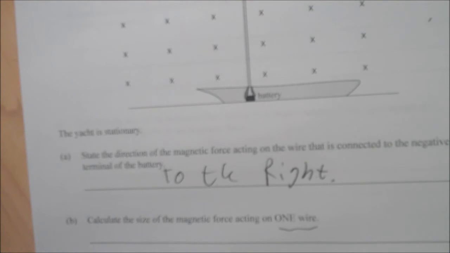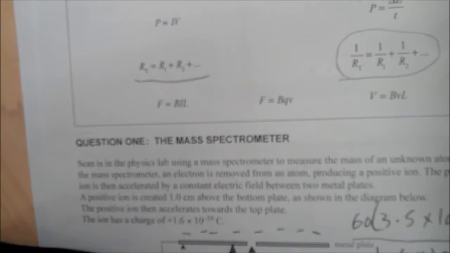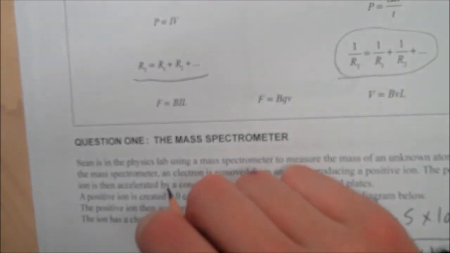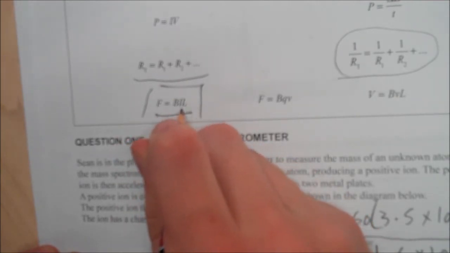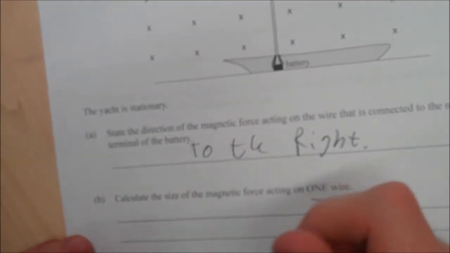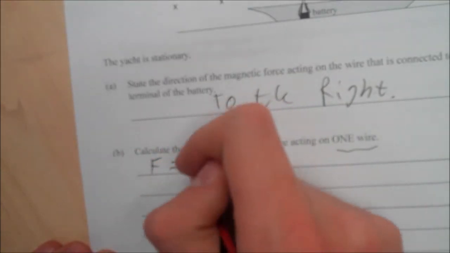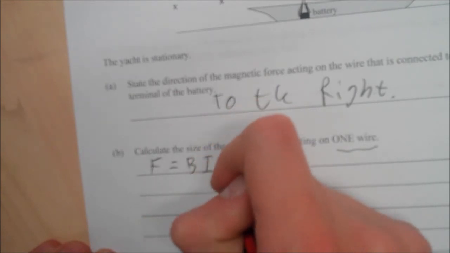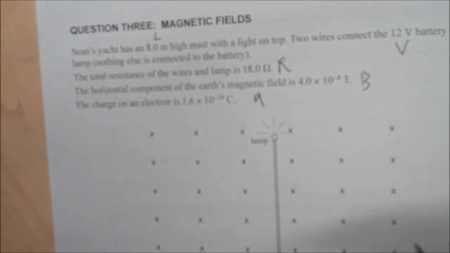So here's the formula sheet again. And we'll be using this one here. This is magnetic force, which is equal to the magnetic field times the current times the length, which is the length of the mast in this case. So F is equal to the strength of the magnetic field times the current times the length. Now we have the voltage and the resistance here, but we don't have the current, so we just need to quickly work out the current.